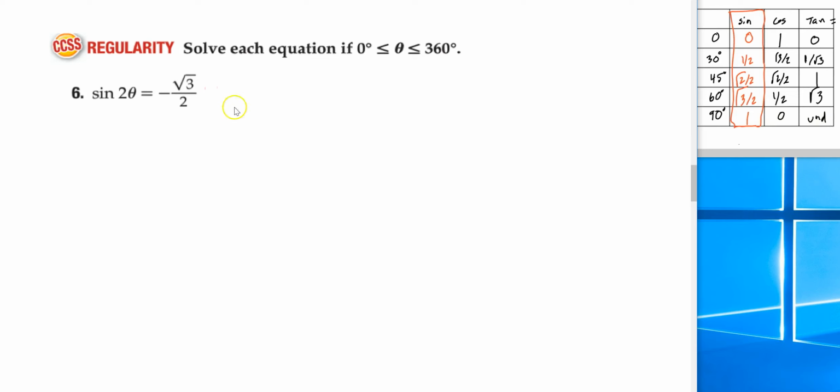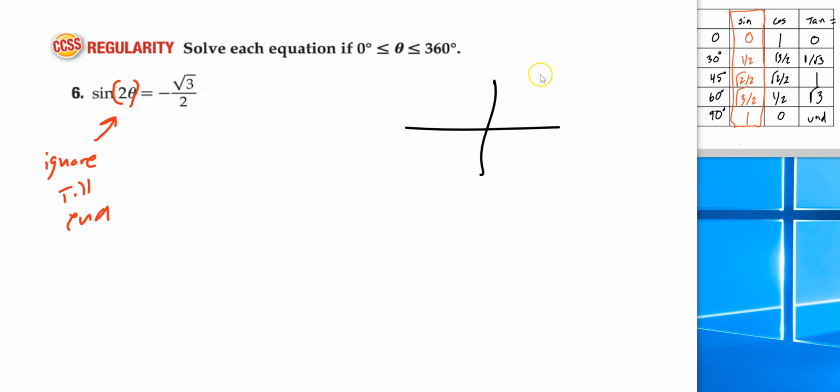Next. So now this one, how do we solve it when there's something inside like this, parenthesis? Well, the key is to ignore it until the end. So you just want to solve this like we normally do. So we're going to do All Students Take Calculus. All right, sine is positive at A and S. This is a negative again, so we're going to be down here and here.